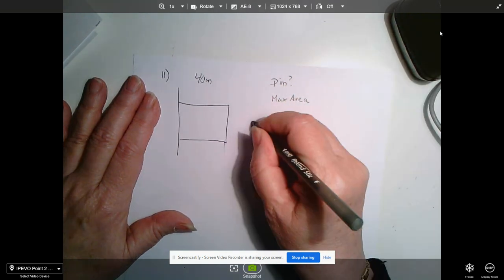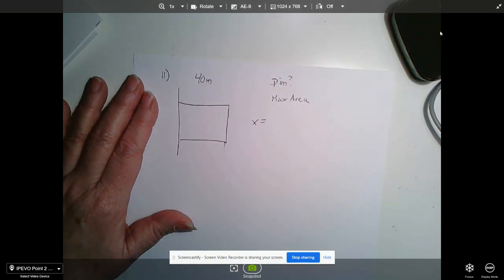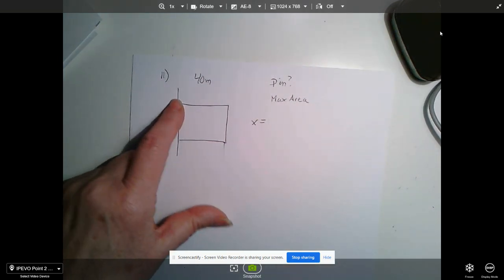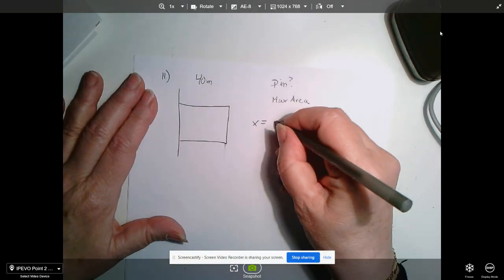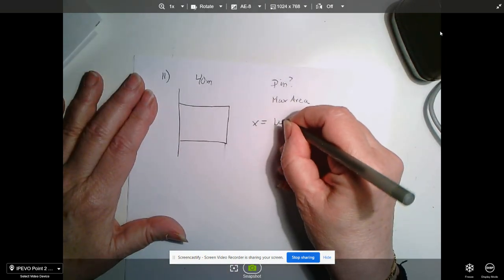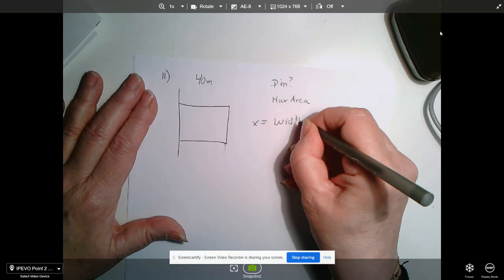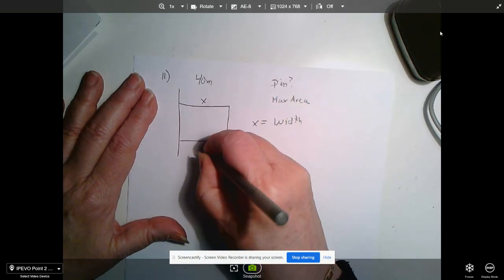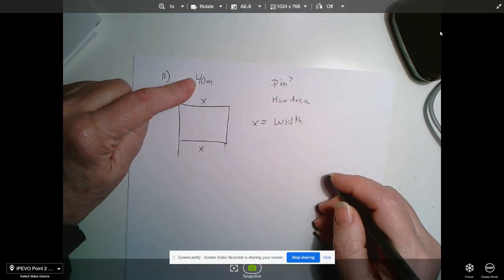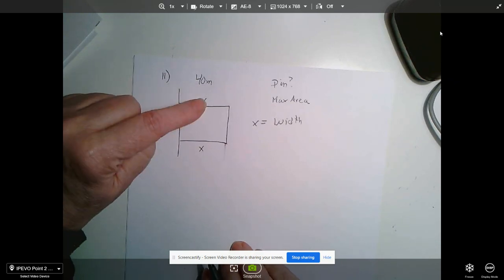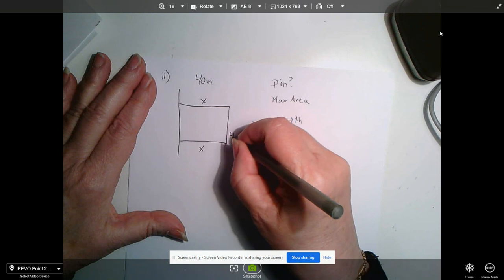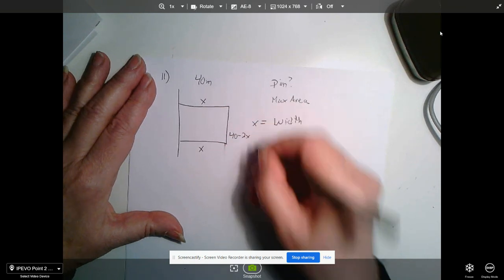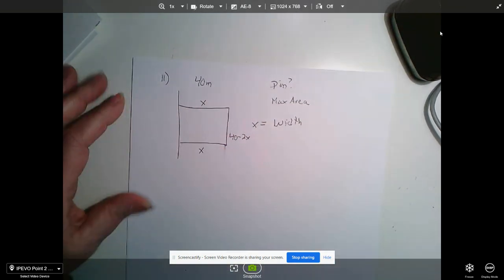All right, so the first thing you want to do is say what you want x equal to. Now you can either have x equal to the width or the length or whatever you want. In this case, I'm going to say the width. So I'm going to call that x and I'm going to call that x. Well, I have 40 meters of fencing and I've used x amount here and x amount here. So I have 40 minus 2x of fencing left to put on this side.